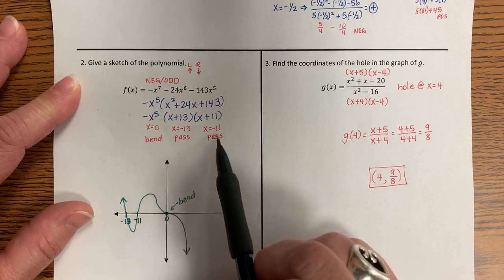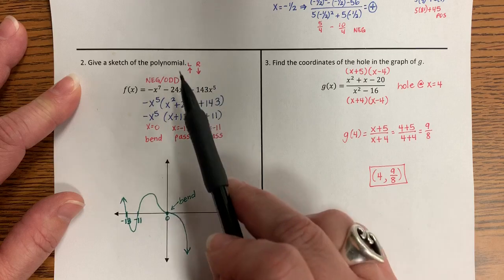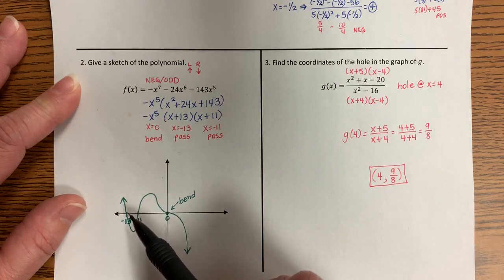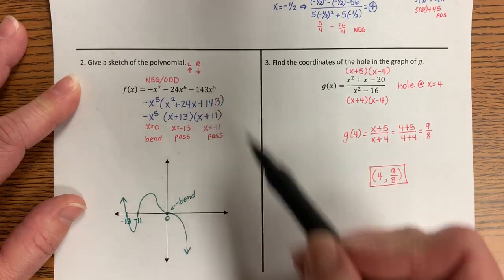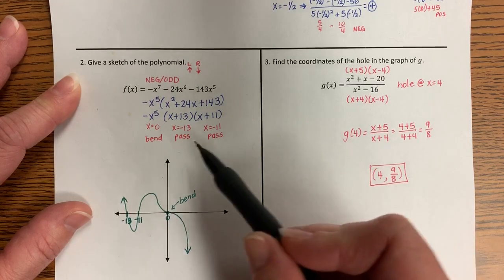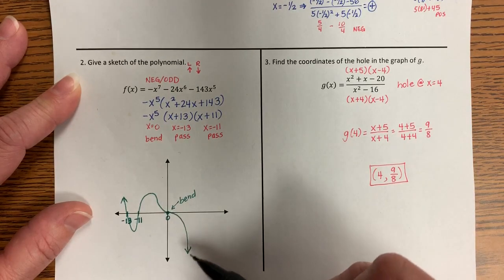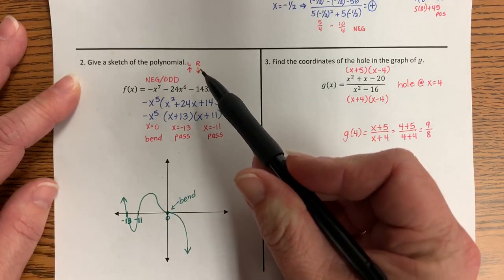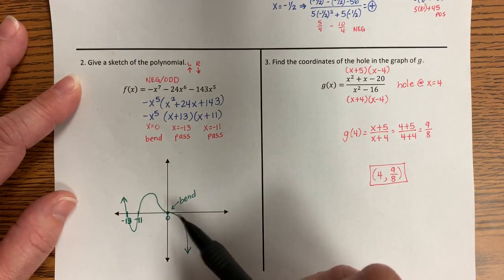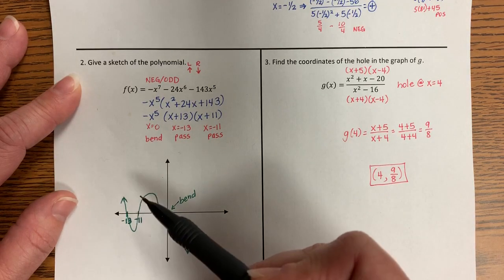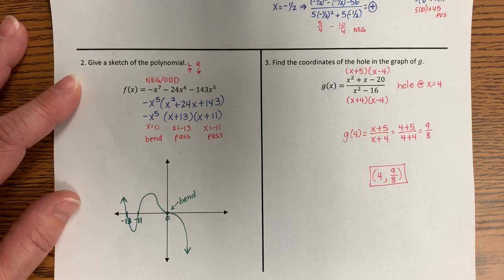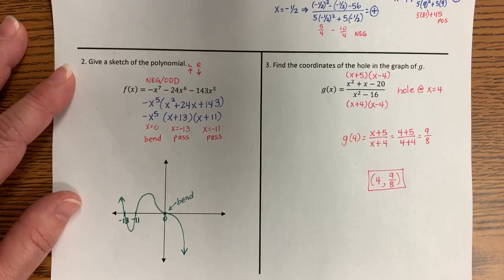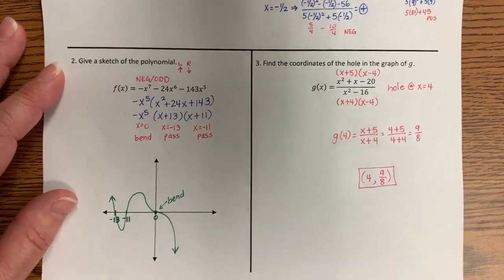So it's just passing through those points. So remember our end behavior. At negative 13, it's going to be going up on the left. At the 0 here, it's going to be going down on the right because of our end behavior. It's bending through 0 and it's passing through both negative 13 and negative 11. So that's how I came up with that graph.